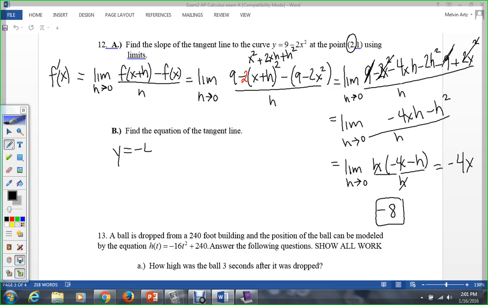It says find the equation of the tangent line. So we plugged in our slope. Now, I'm kind of glad I did that. This is a mistake sometimes that I see: the slope of the line is negative 8, not negative 4x. So the slope of the line is negative 8.